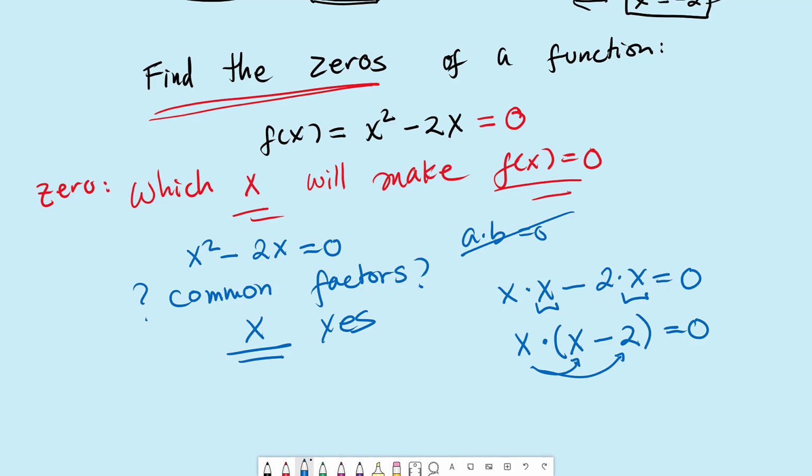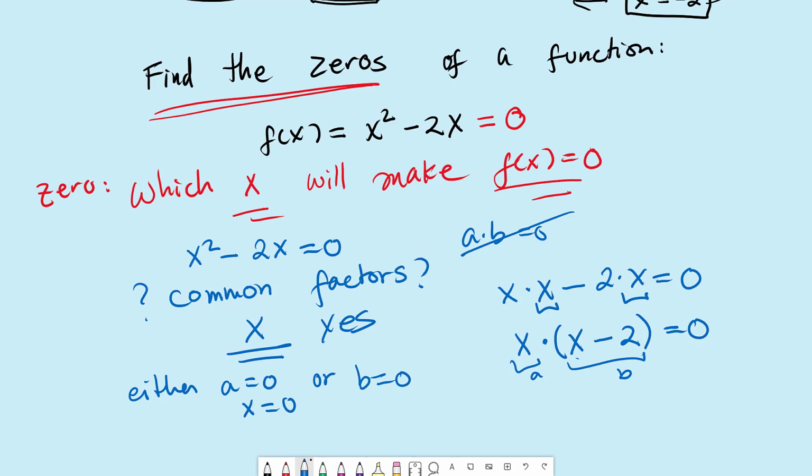But now what we have here is an equation of a polynomial in factored form. We have our a here and our b here. And just a reminder, we might have a situation where we have more than 2 factors, but for now we're going to stick with just 2 factors. And here, again, we have a times b. So either a equals 0 or b equals 0. If a equals 0, that means x equals 0, right? Because a is exactly x.